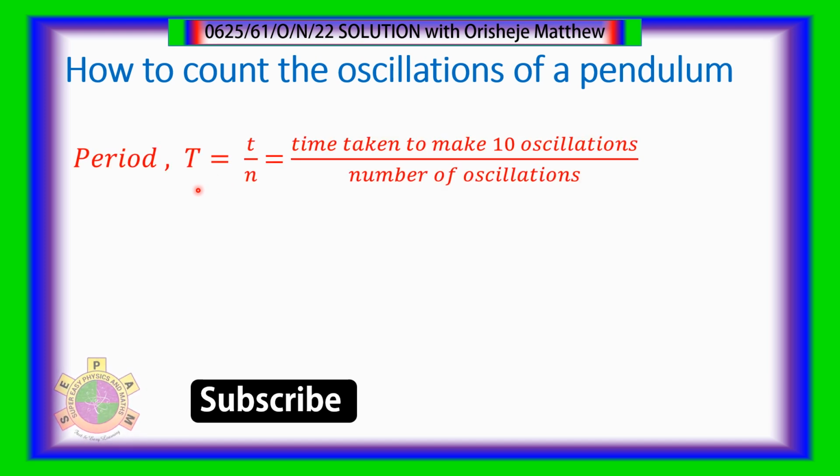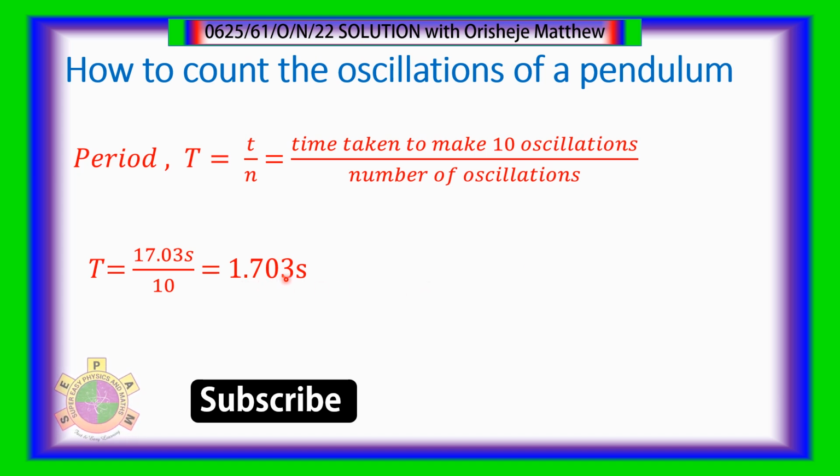So let's calculate the period. Period of oscillation is the time taken to make 10 oscillations divided by the number of oscillations, which is 10. So the formula for period, capital T, is equal to small t divided by n. So the period of oscillation is 17.03 divided by 10. That will give me the period for the oscillation that we've just done practically, which is 1.703.